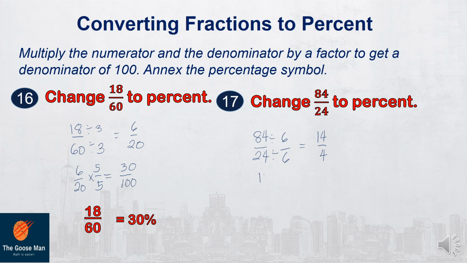So 14 over 4. Think of a number that if you will multiply to 4, it will become 100. And that number is actually 25. So 4 times 25 is equal to 100. 14 times 25 is equal to 350. So take note that 84 over 24 is the same as 350%.